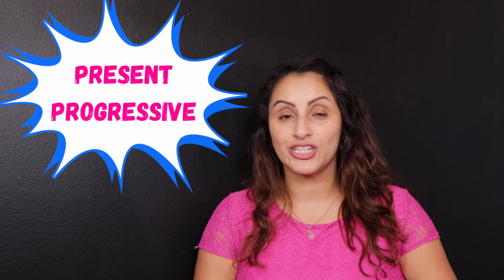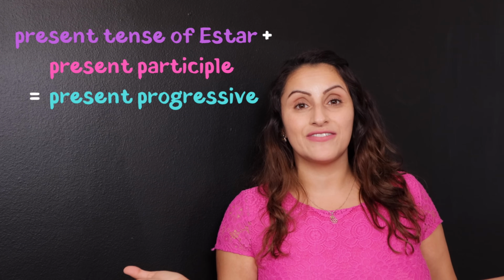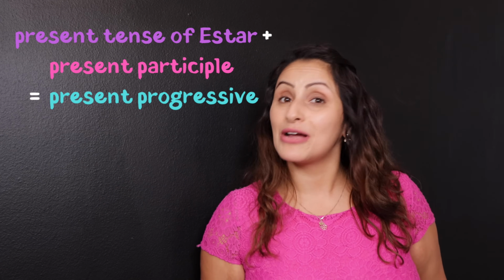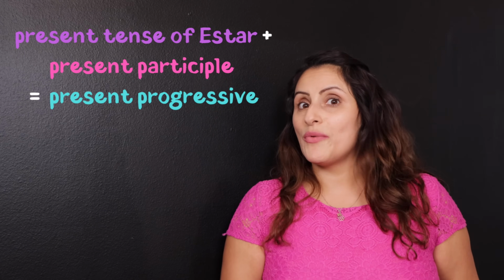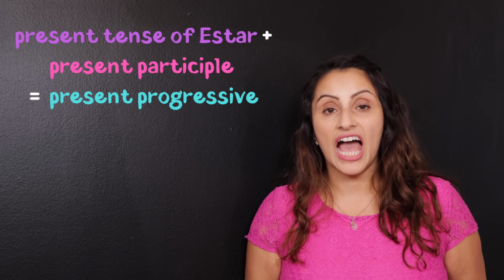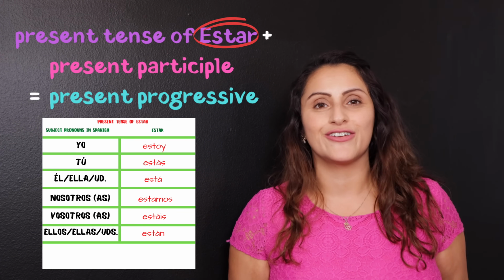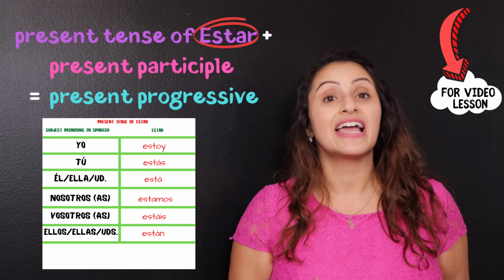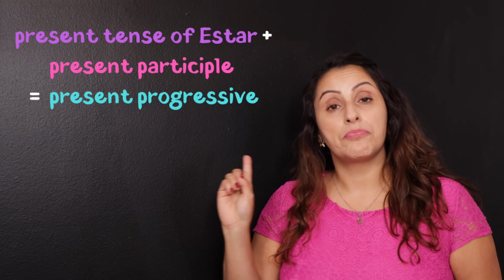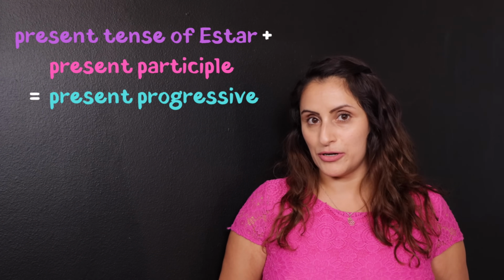Okay, so how do we form the present progressive in Spanish? Very simple. We are going to focus on a formula here. And if you follow the steps of that formula, you will form the present progressive. Wow! So you already know parts of this formula. So the formula goes, the present tense of the verb estar, which you and I have done in the past. Or if you're just joining us, check below and you can get that lesson. Plus the present participle, and that basically will equal our present progressive.